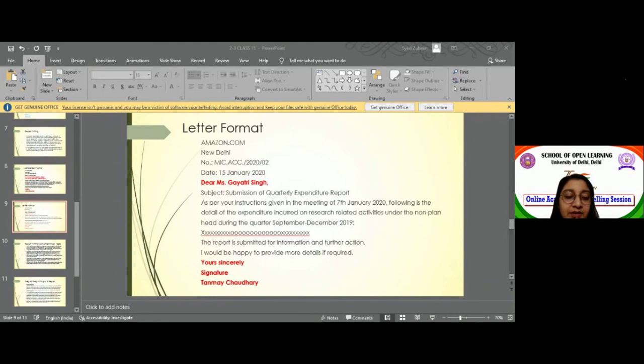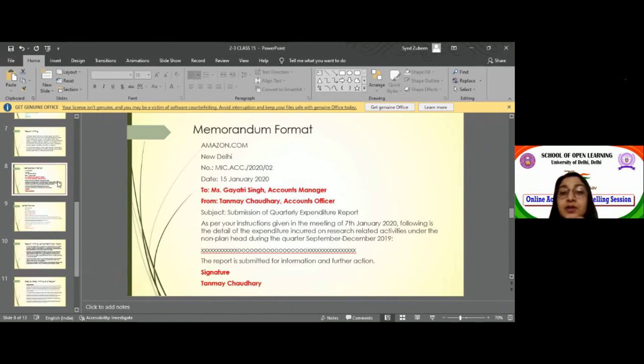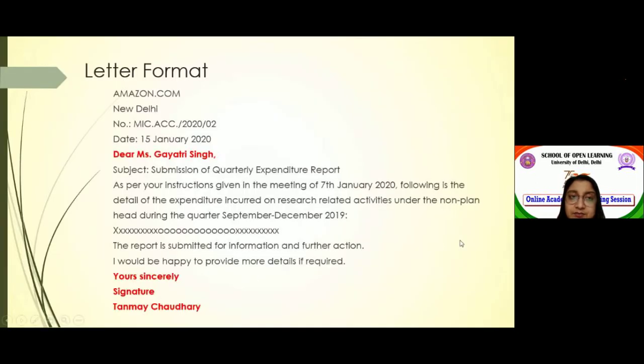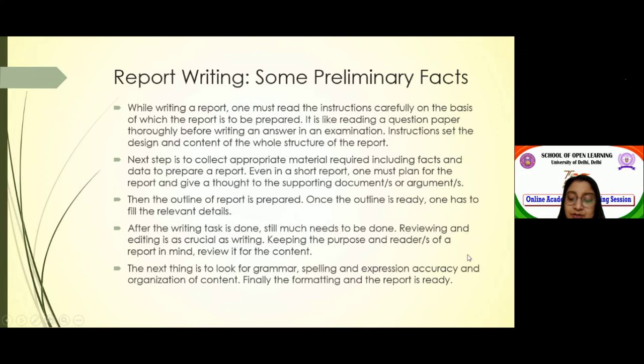Okay, so can you take a screenshot of this? Guys, take a screenshot of the memorandum format. I hope you have noticed the key differences between the memorandum format and the letter format. The memorandum format includes the name of the receiver and the sender, and there's a signature and the name, whereas the letter format includes only the name of the receiver, and it includes "Yours sincerely," the signature and the name. Okay, so you can take a screenshot of this now.